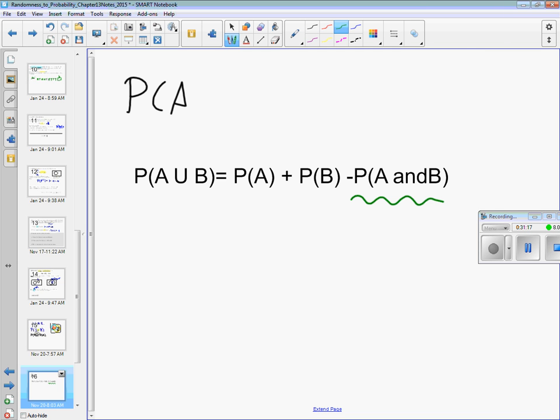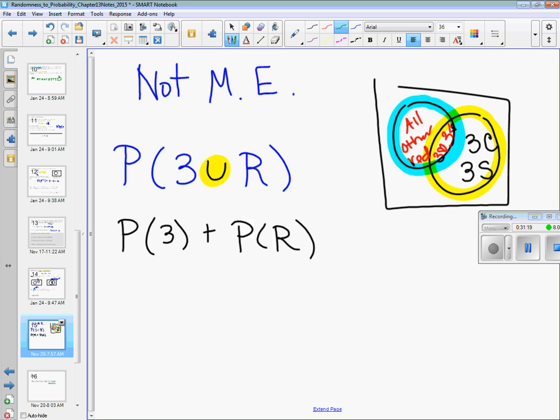So let's make this in terms of the context with the 3 of clubs. We have to subtract off the probability of 3 and red.